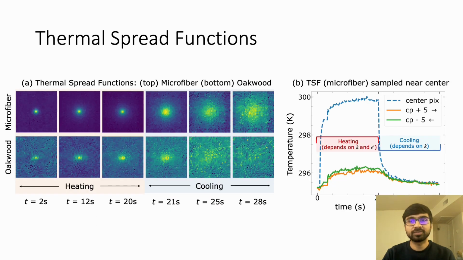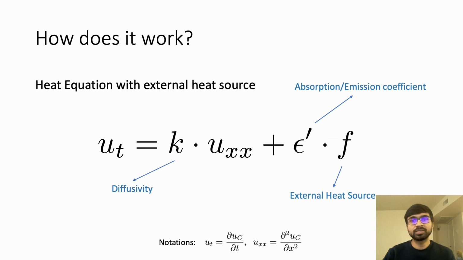Here we show the TSFs on the left for microfiber and oak wood materials. We can observe that they exhibit different TSFs, which we then use to recover their thermal properties. Let's dive a bit into the heat equation.